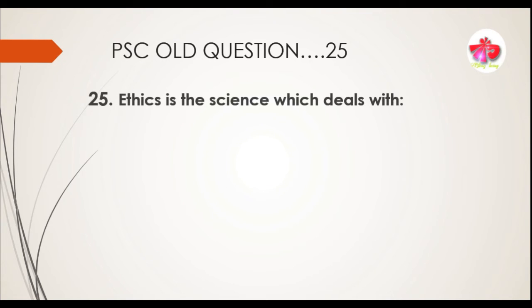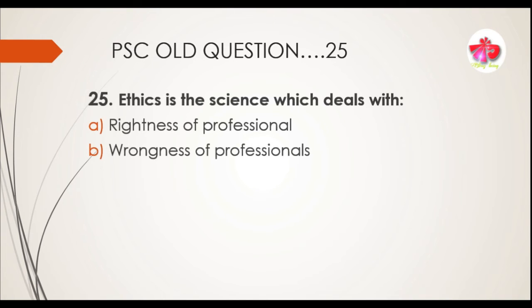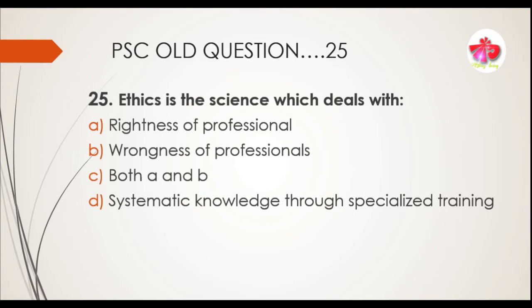Question number 25. Ethics is the science which deals with option A, rightness of professional, option B, wrongness of professional, option C, both of A and B, and option D, systematic knowledge through specified training. So friends, ethics is the science which deals with rightness of professional or wrongness of professional. So option C will be the correct answer here.